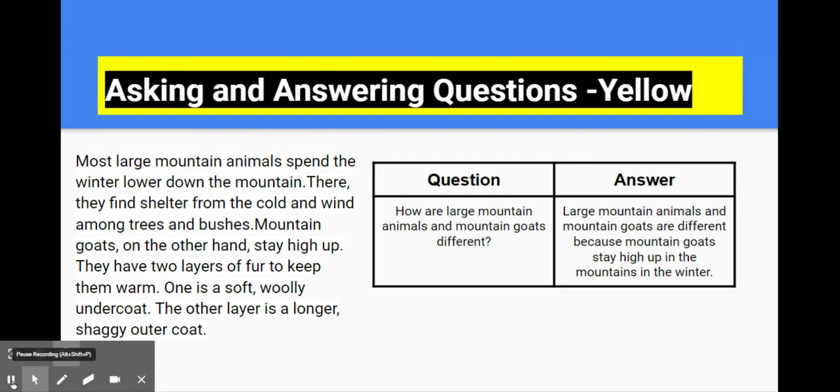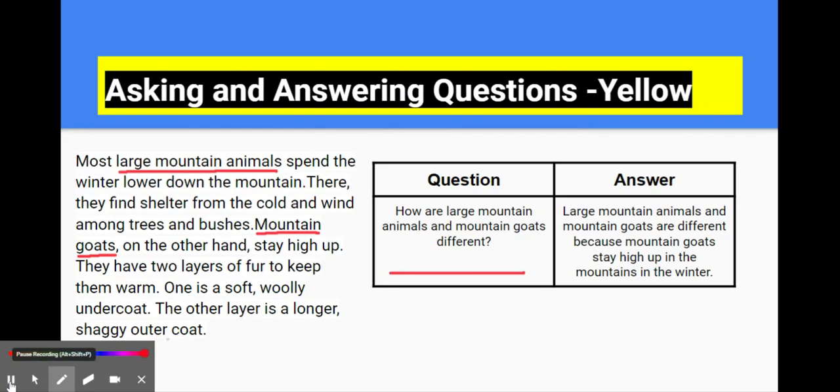Okay, I'm going to compare and contrast two different things from my text. I'm going to compare and contrast large mountain animals with mountain goats. And here's my question. How are large mountain animals and mountain goats different?